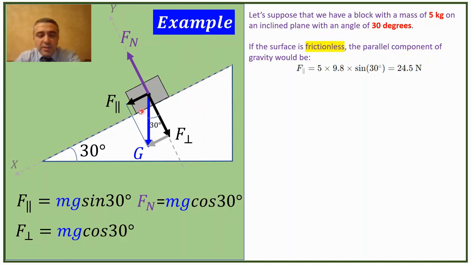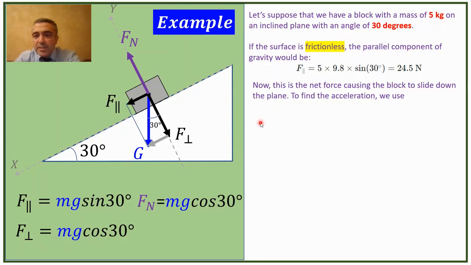In order to find the force parallel, we know from the previous slides that the force parallel equals mg sine 30 degrees, and mass is 5 kilogram, gravitational intensity is 9.8 multiplied by sine 30 degrees. From here we have found 24.5 Newton.